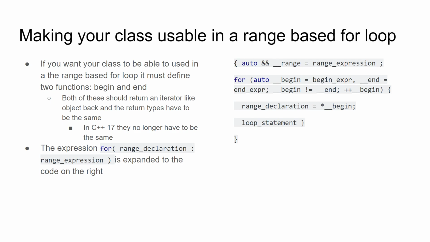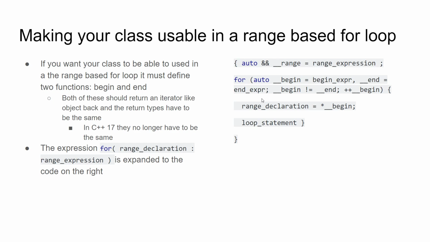In C++, the types of begin and end no longer have to be the same. And if you define these two types, you'll be able to do that for the element-based for loop for your object. What this expression actually translates into is this guy over here on the right-hand side.